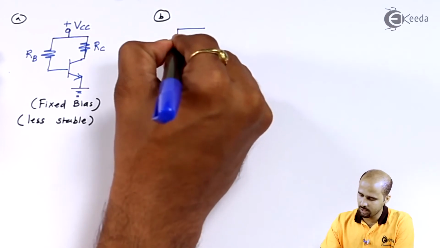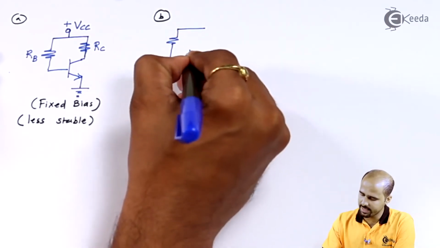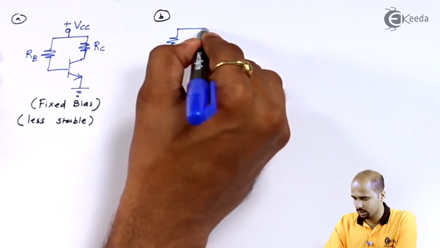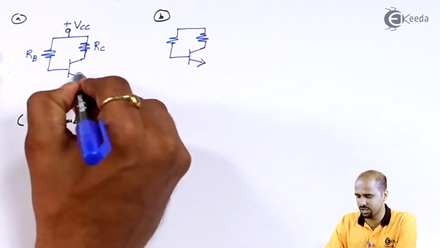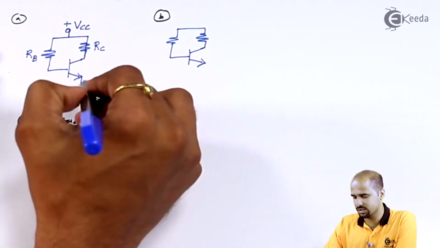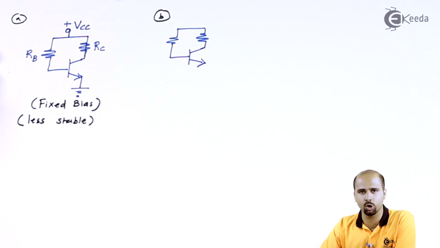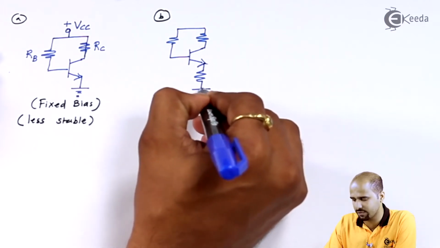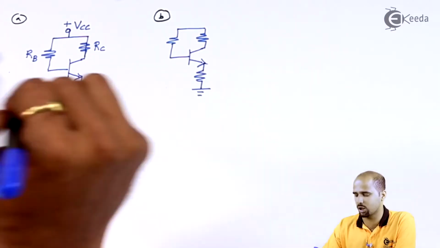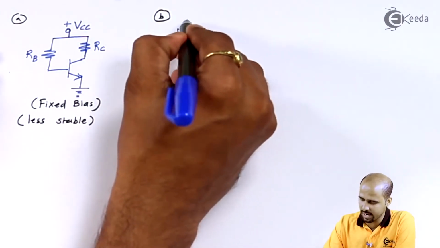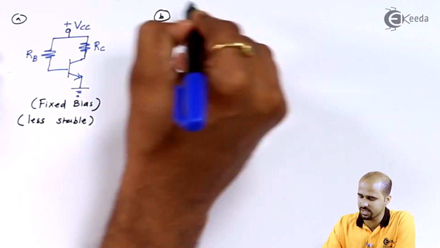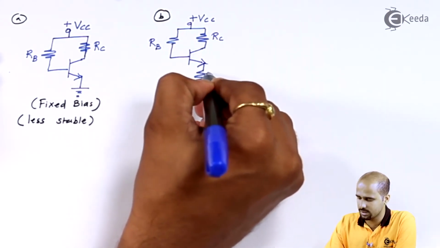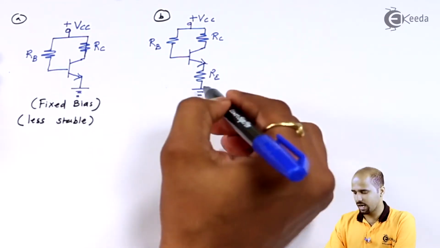The next biasing technique is fixed bias with emitter resistance. You can guess what the circuit looks like: the same as fixed bias, but here the emitter is connected to ground potential through one resistance, so that I get a voltage drop across this resistance. The rest is exactly the same: this is plus VCC, this is RB, this is RC, this is RE, and this is ground.